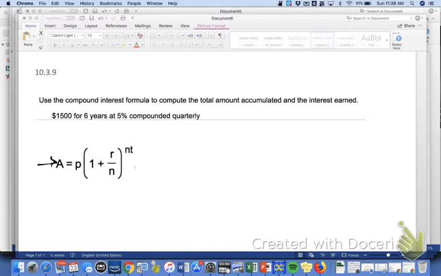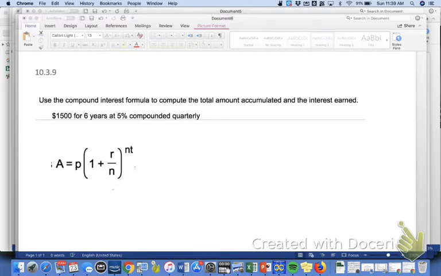So A stands for the amount of money you have after this interest compounding has happened. P stands for principal. That's the original amount of money that you started out with. R is going to stand for your interest rate, and it is important to note that you're going to need to turn that into a decimal. The N stands for how many times a year the interest compounds. And then T represents the amount of time.